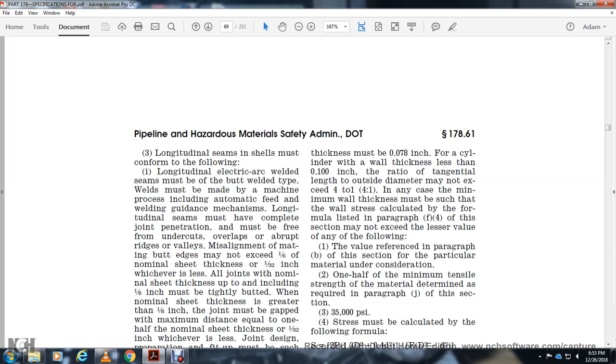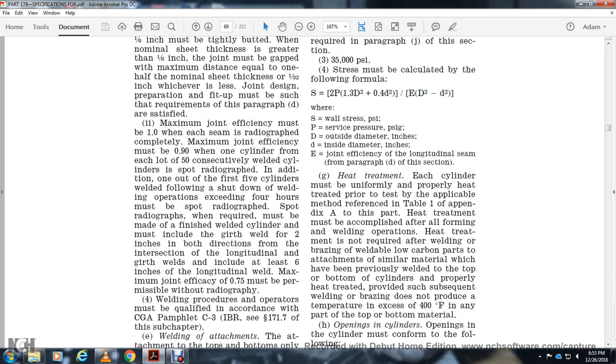Reference paragraph B with the section particular with the material under consideration: one half of the minimum tensile strength of the material determined and required. Paragraph J of the section, 35,000 psi stress must be calculated by the following formula, and then the heat treatment. Each of the cylinders must be uniformly and properly heated with the fire test applicable to the method of reference for the table of 1, depending on the part with the heat treatment that must be accomplished for all forming and welding operations.